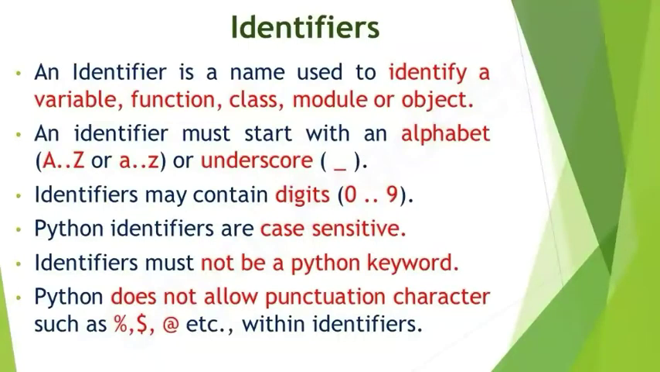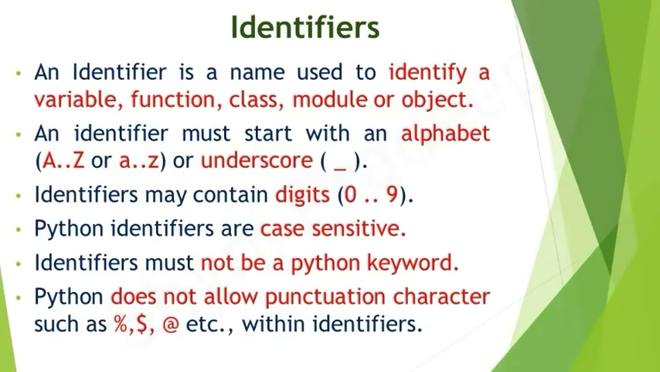So, what do you mean by identifiers? What is the use of identifier? It is used to define the names of objects. An identifier is a name used to identify a variable or functions or class or module or object. Python defines some rules in defining identifiers.